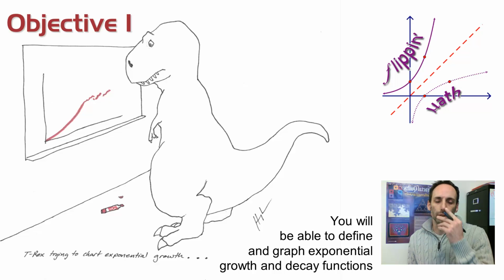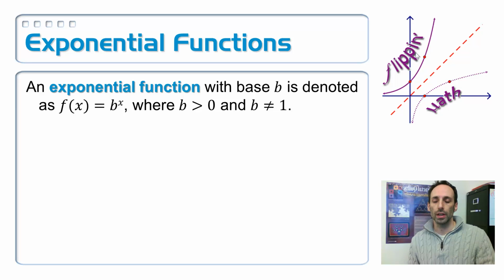So here we are on the objective 1 slide, being able to define and graph exponential growth and decay functions. And in the picture, of course, you got a T-Rex. He's trying to graph an exponential function. And I don't know, something happened with the dinosaur population. Something happened. Okay, so if you look at this graph, it's kind of broken right there where he dropped his marker. He's pretty sad about it. That graph is supposed to look very similar to what we have over here in this Flipping Math logo. All right, and that's pretty much what it is, an exponential function.